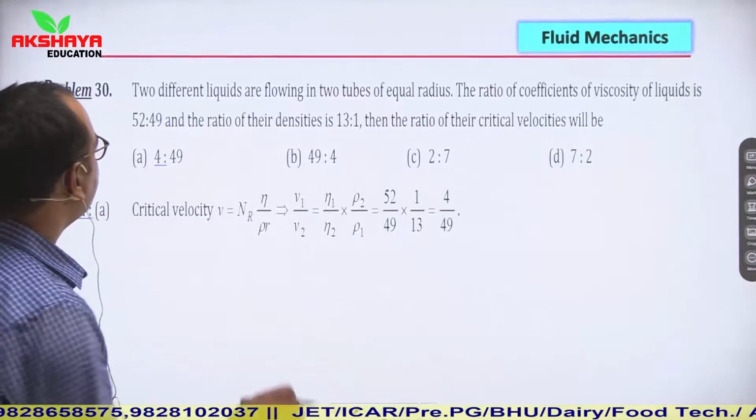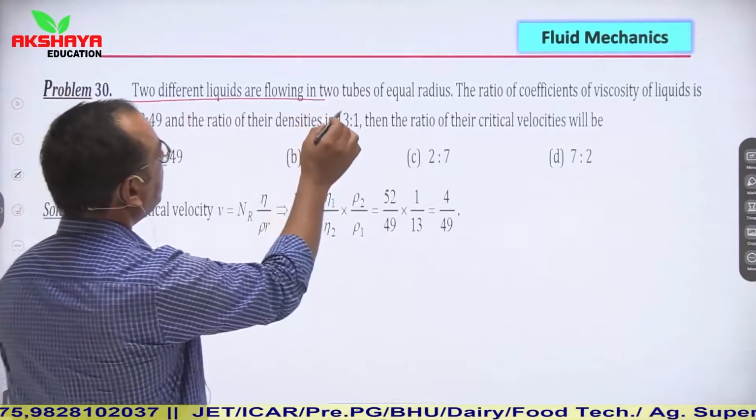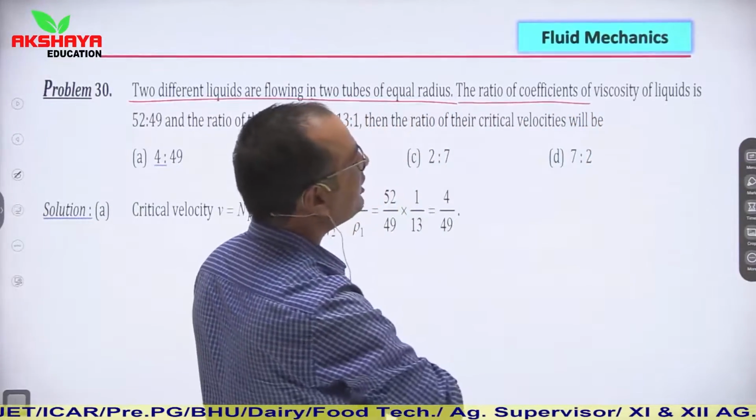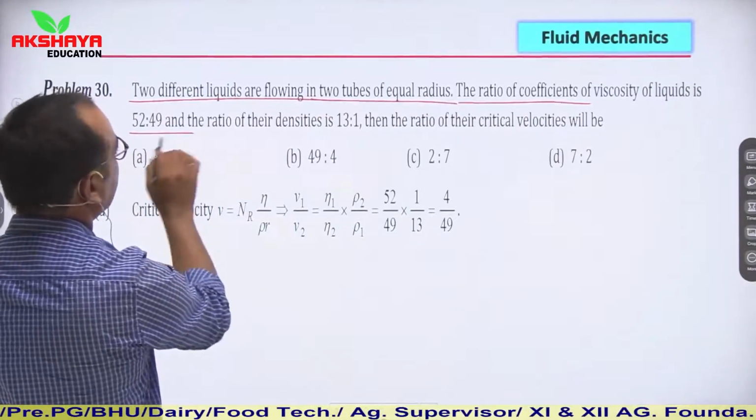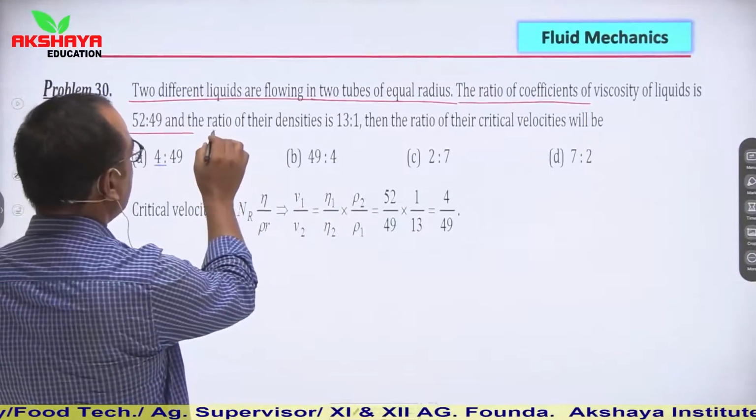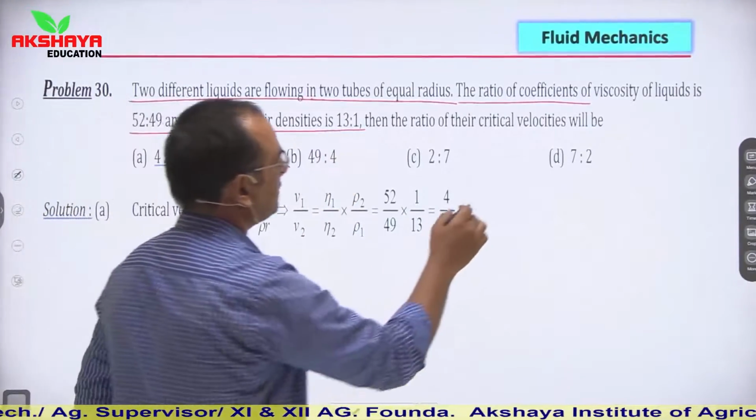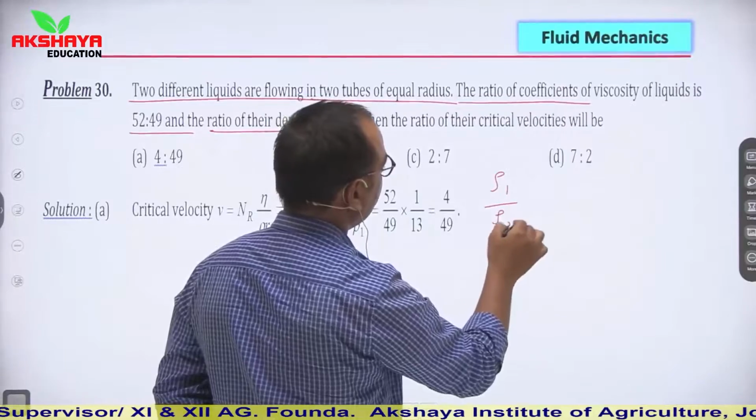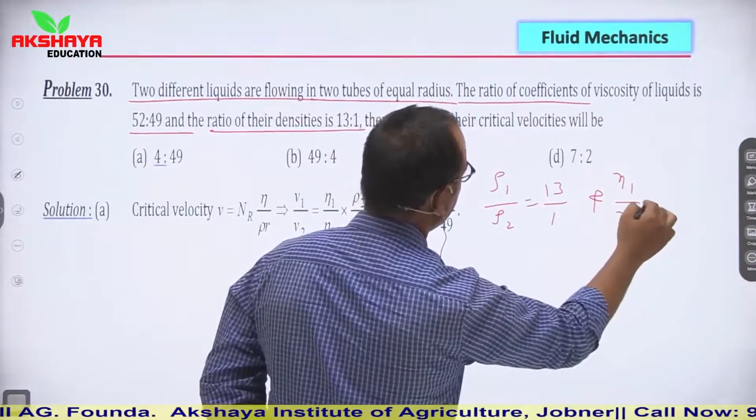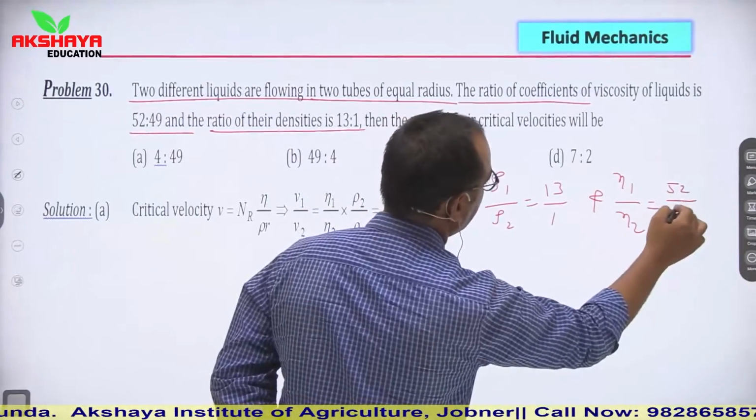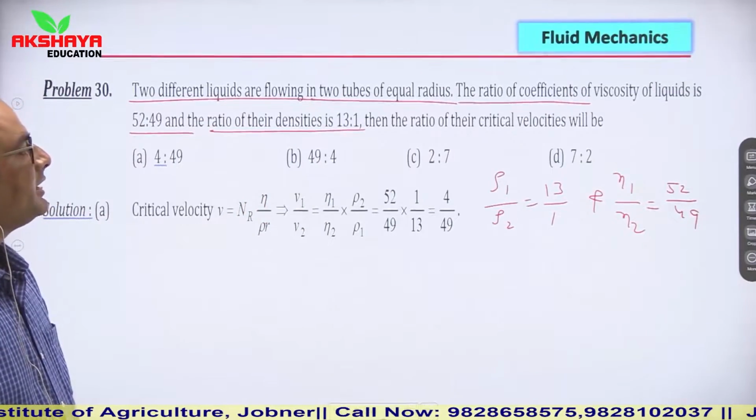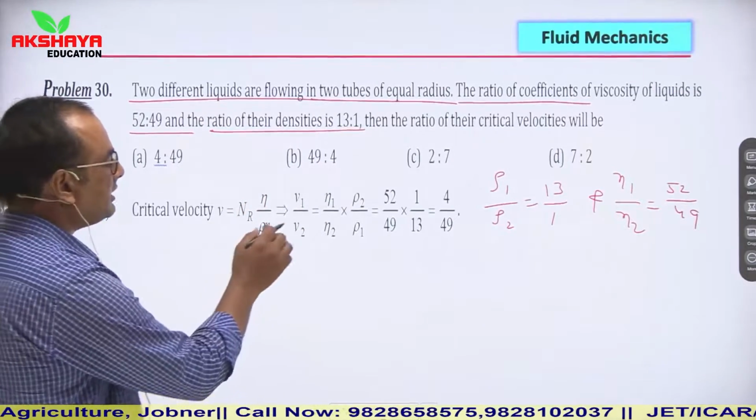Now let us discuss this question. Two different liquids are flowing in two tubes of equal radius. The ratio of coefficients of viscosity of liquids is 52 upon 49. It means we are given eta 1 upon eta 2. And the ratio of their densities is 13 raised to 1. So rho 1 upon rho 2 is 13 upon 1, and eta 1 upon eta 2 is 52 upon 49. Then the ratio of their critical velocities, V1 upon V2.